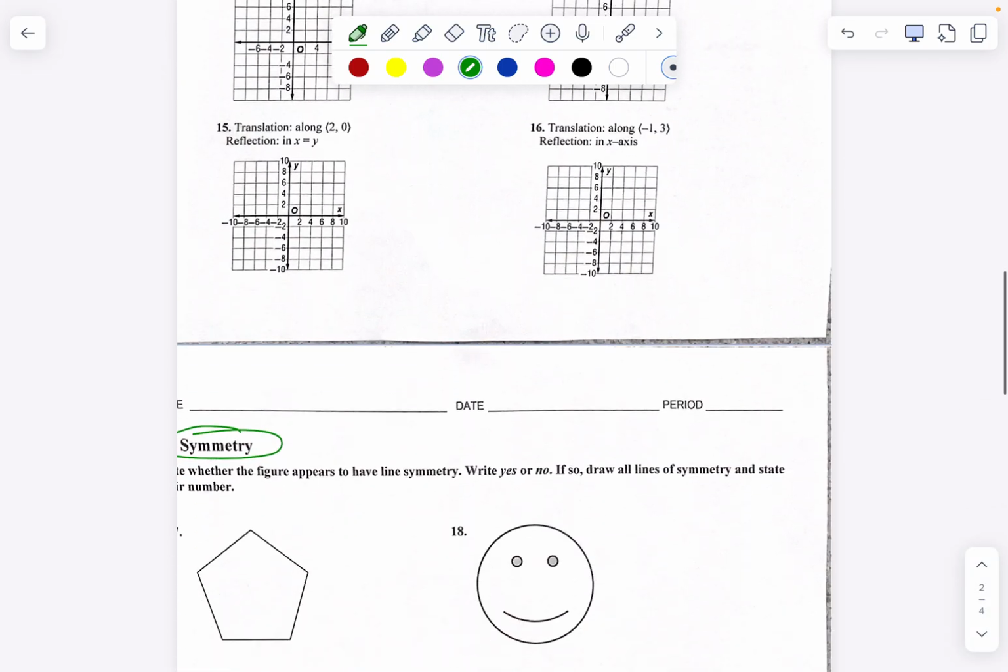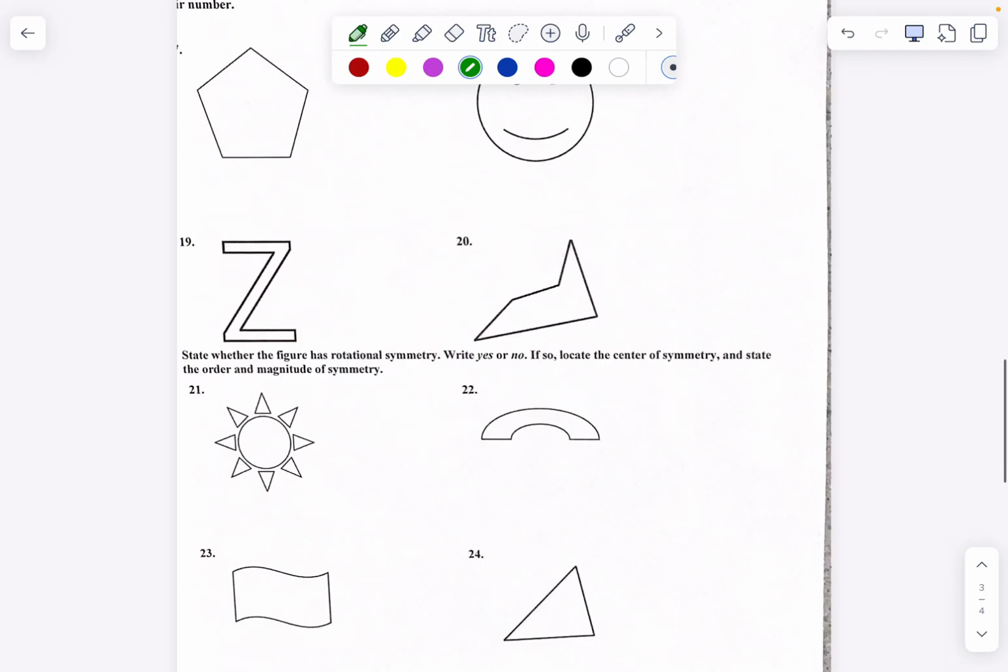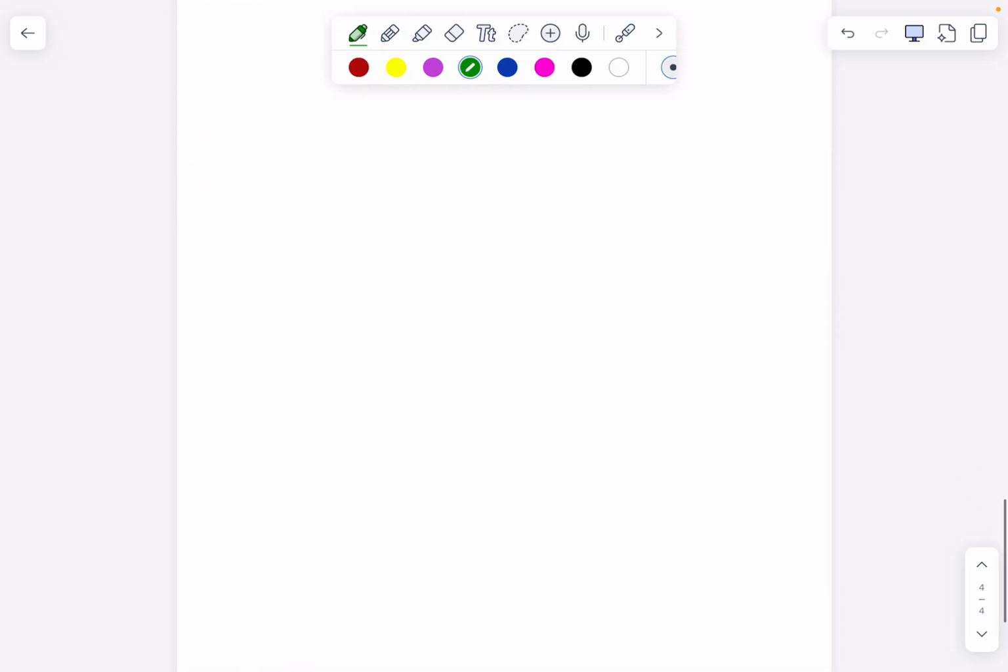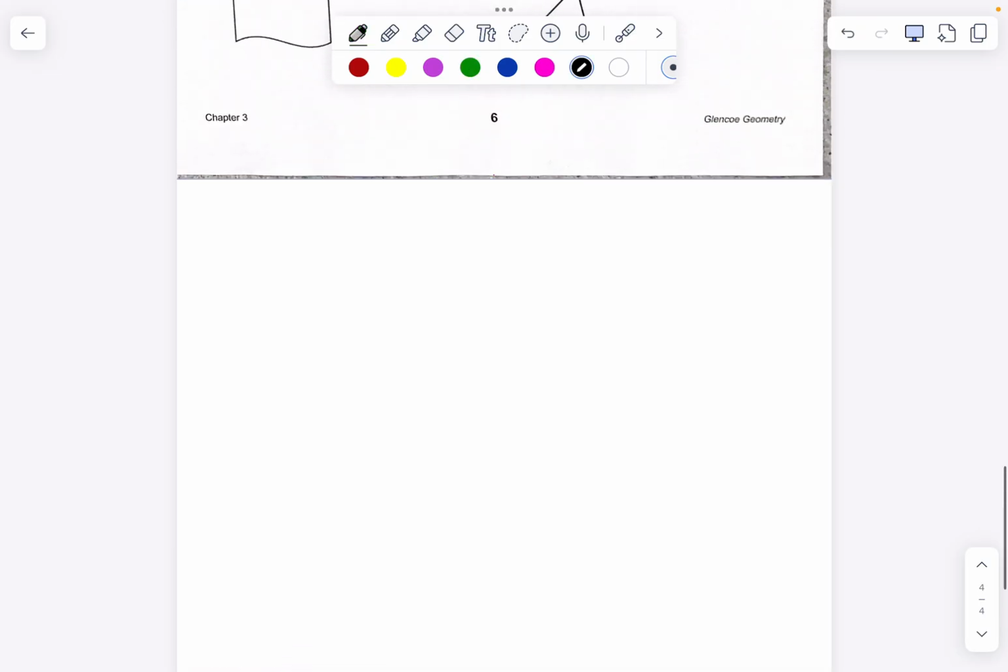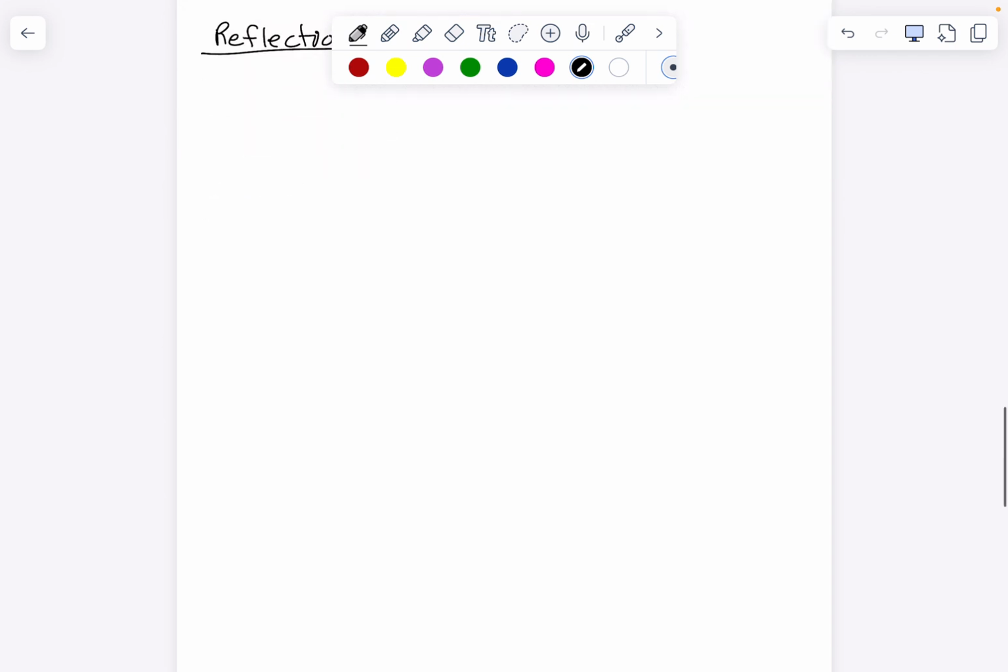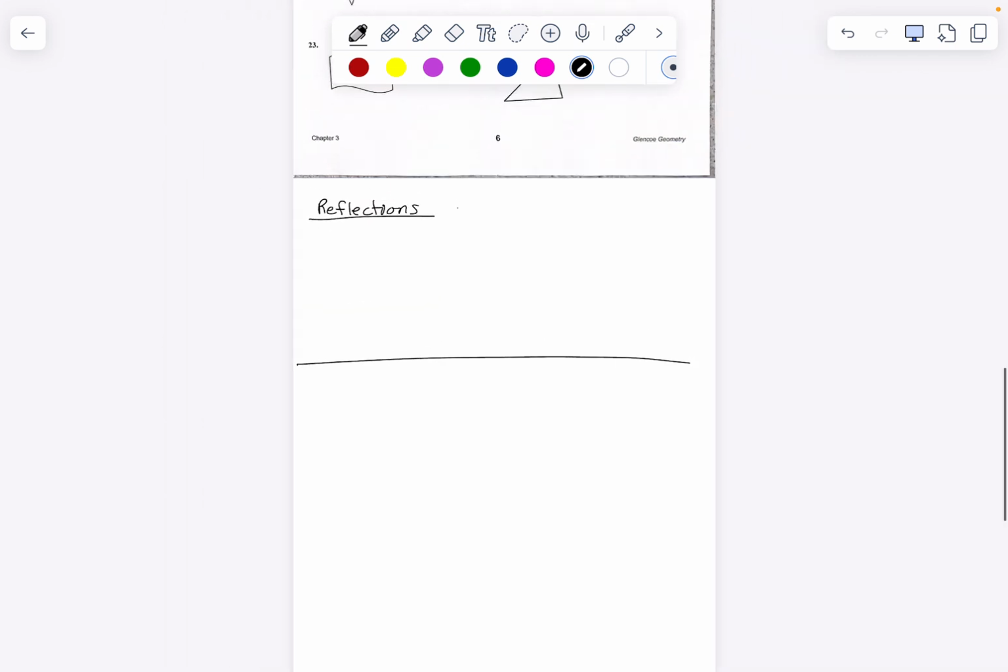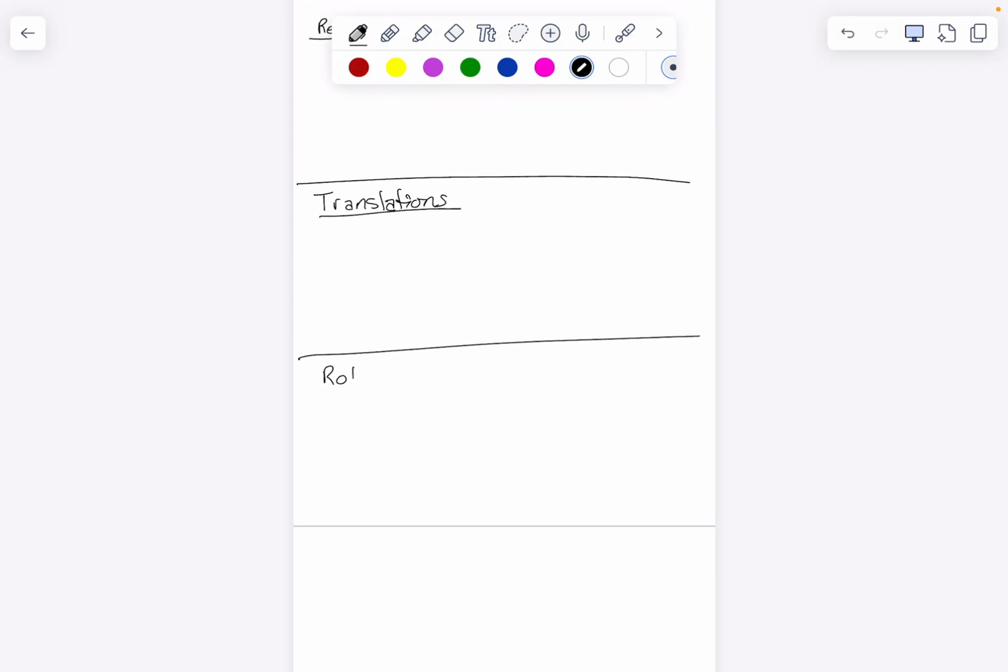So here's what I want you to do first. Take your packet, these 3 pages, and flip it over to the back side. You have a blank page, and we're going to write down the rules and talk about some things. So let's go reflections first. Put these at the top of your paper. We've got reflections, and then a third of the way down, we'll go translations. And we'll go rotations as the last one.